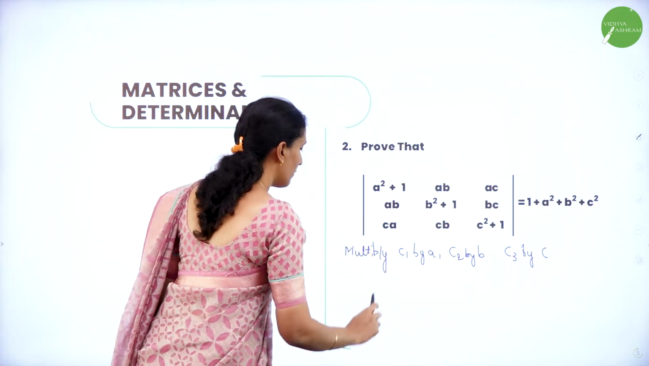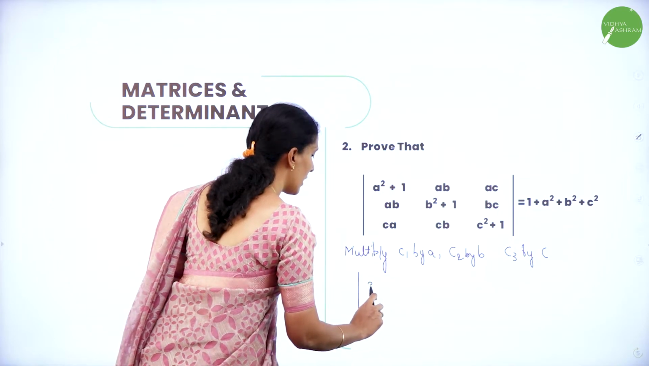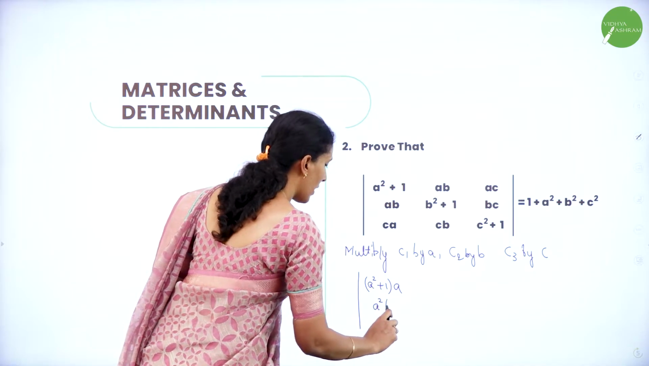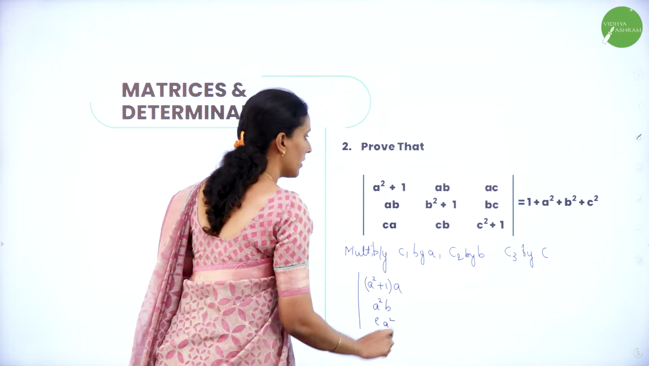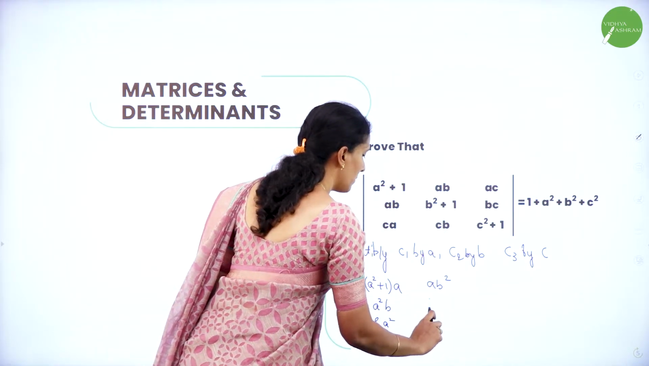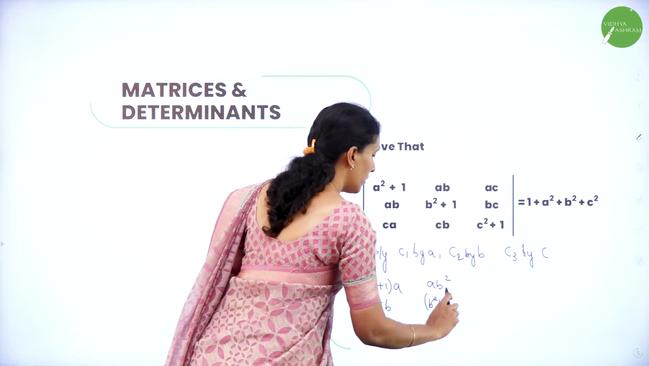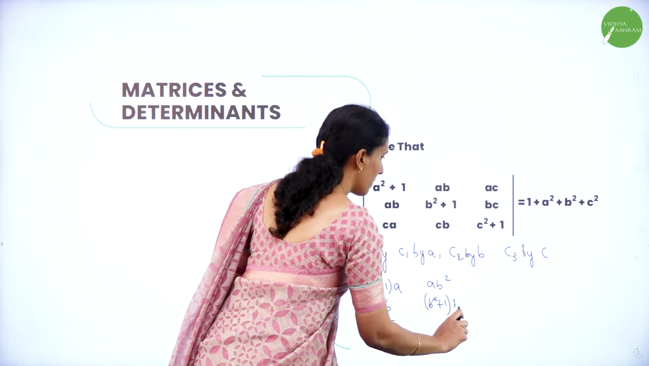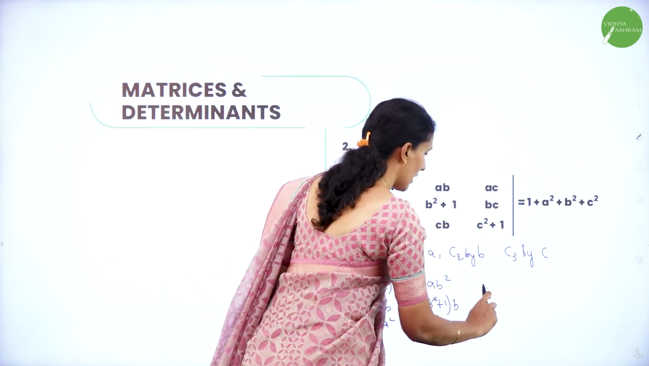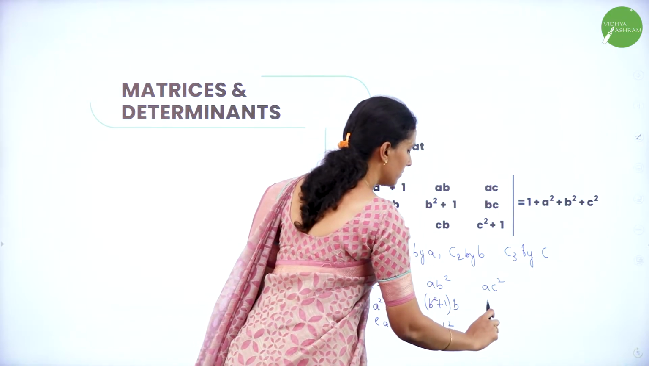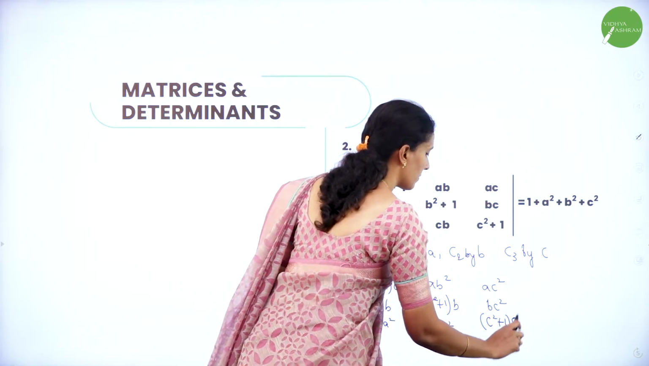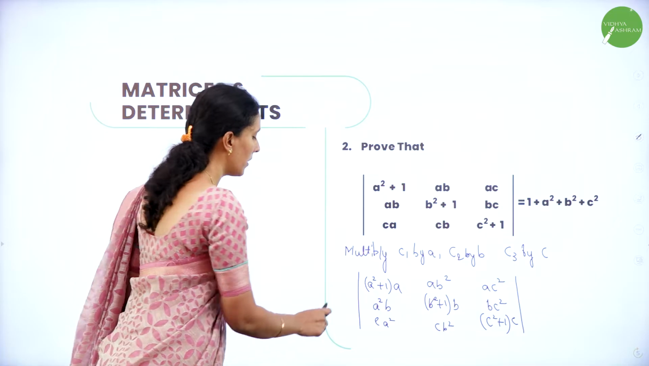So, what happens to column 1 when you multiply? It becomes A square plus 1 into A. Here it is A square B and CA square. Next here it becomes AB square. Next here B square plus 1 into B. Next CB square. Next here this becomes AC square, BC square, C square plus 1 into C. So, this is the new determinant I will get.